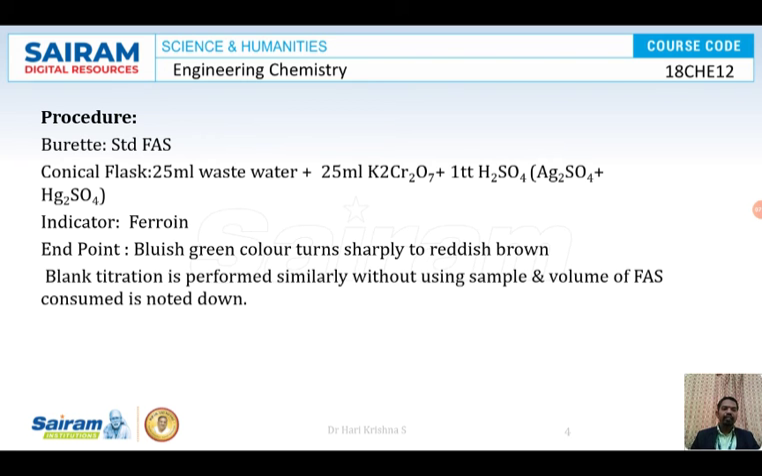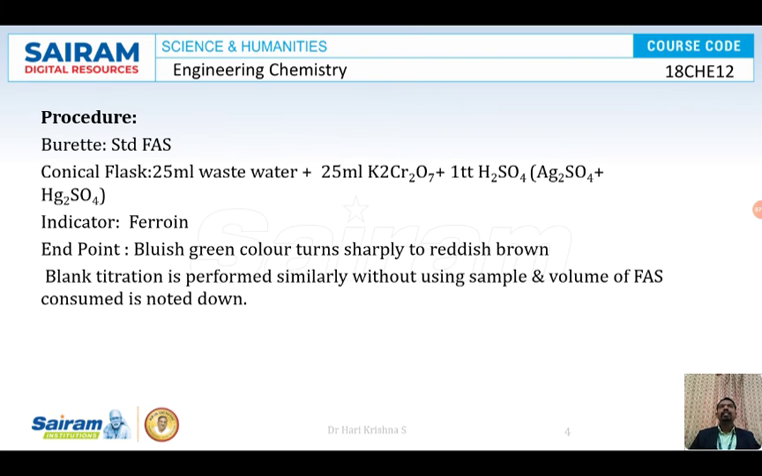Again, in a conical flask, we're going to take 25 ml of wastewater. We're going to add 25 ml of K2Cr2O7 and 1 test tube of sulfuric acid. This sulfuric acid is a mixture with silver sulfate and mercuric sulfate. Silver sulfate acts as a catalyst in order to catalyze the oxidation of aliphatic and straight chain hydrocarbons. Mercuric sulfate is added in order to prevent the silver from precipitating as silver chloride. The wastewater may contain chloride, so when you add silver sulfate, silver will react with chloride and form silver chloride.